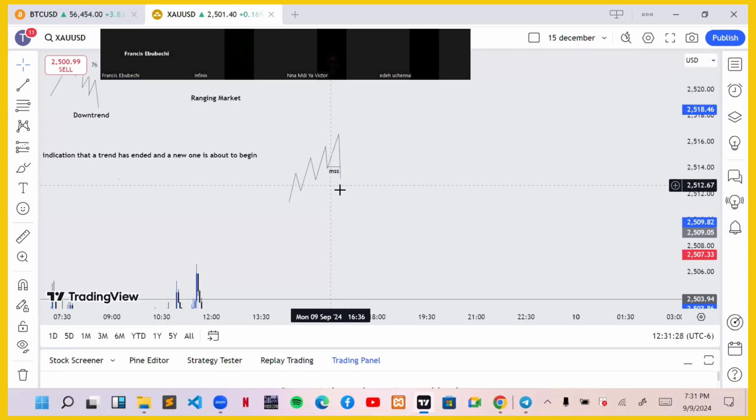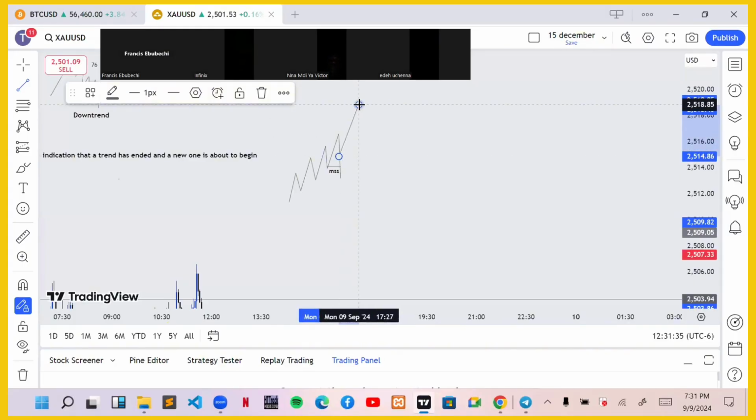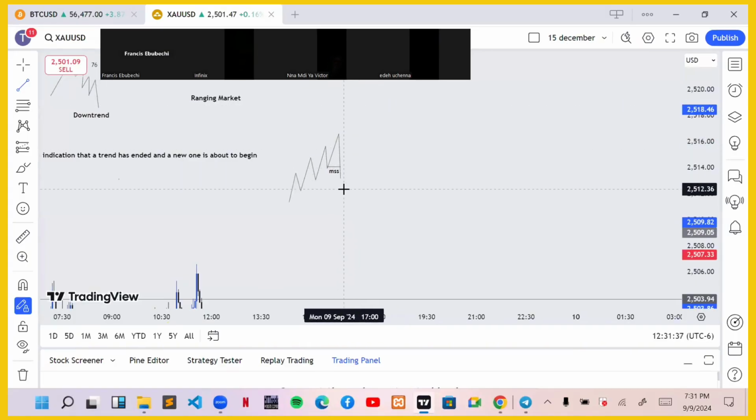Higher high, higher low. But here, if the market actually continued from here and made another higher low here, this would have still been an uptrend. But no, the market made a lower low, meaning that this uptrend is now ending and the market is about to continue in the opposite direction, which is now price being on a downtrend. So that is what market structure shift is.